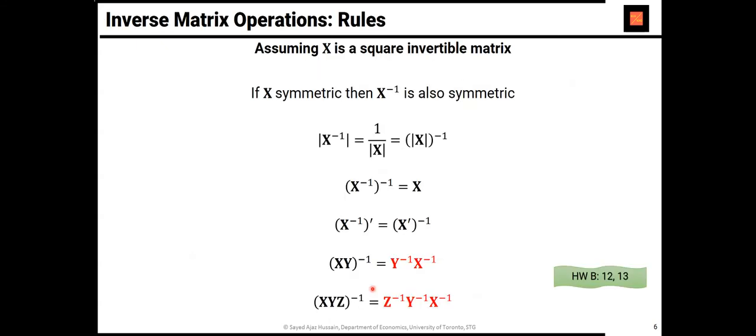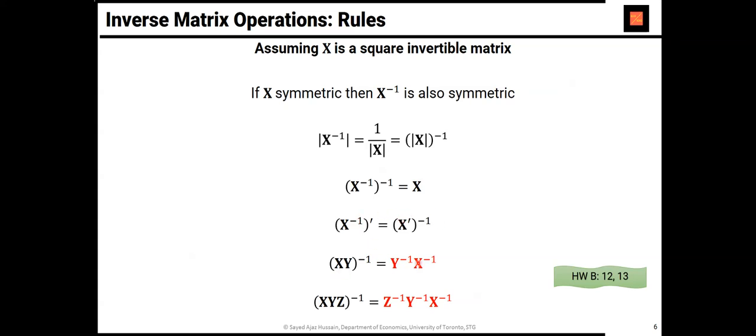Some properties of inverses, very important, especially for econometrics. Throughout, I'm going to assume that the matrix is invertible. If X is a symmetric matrix, then the inverse matrix is also going to be symmetric. The determinant of the inverse is the inverse of the determinant. The inverse of the inverse gives the original matrix. The transpose of the inverse is the inverse of the transpose.